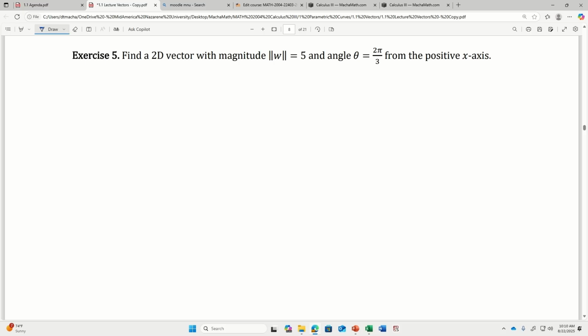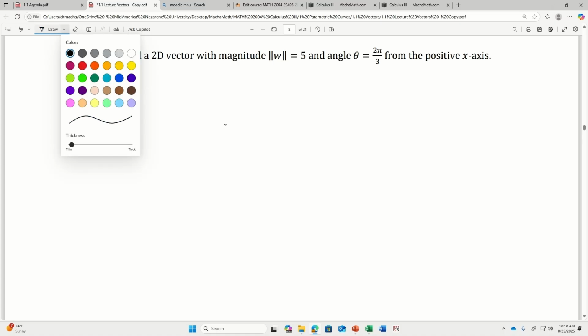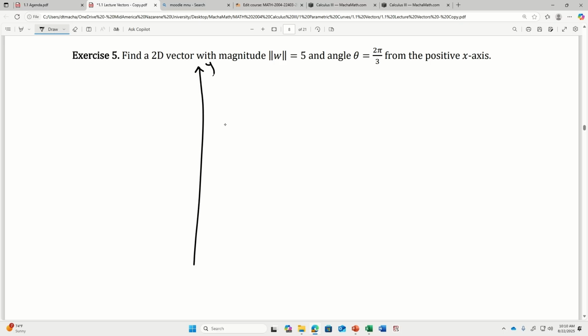Find a 2D vector with magnitude 5 and angle 2 pi over 3 from the positive x-axis. So give that a try. This is two-dimensional, so see how much trigonometry you remember.